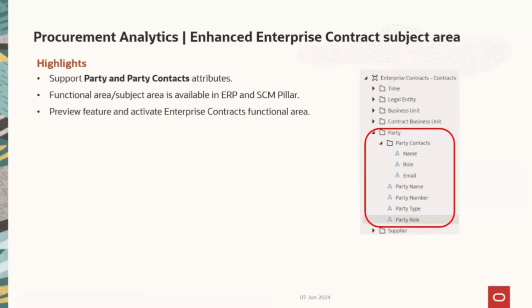Enterprise contract was enabled in 23R4. Now we enhanced it by adding party and party contacts attributes. With this, you can see the two parties, the customer and the supplier, and also the different party names involved, and the roles are also enabled as part of this subject area. This is available for both ERP and supply chain SKU. In order to enable this functional area, you have to enable the enterprise contract functional area, and this is a preview feature.